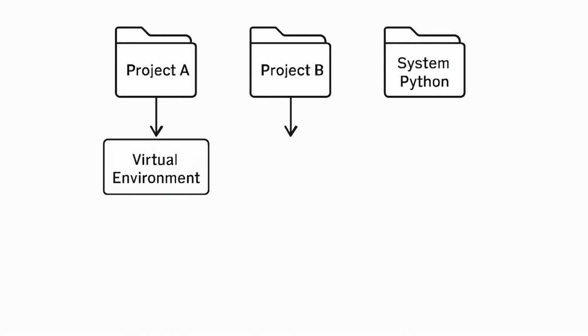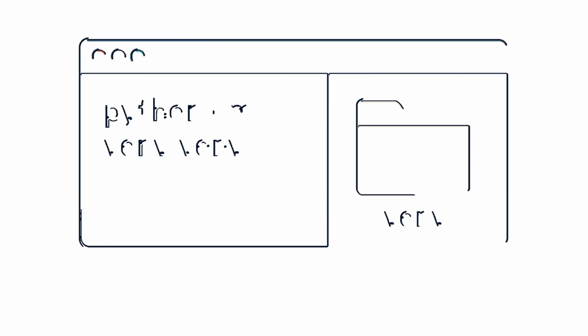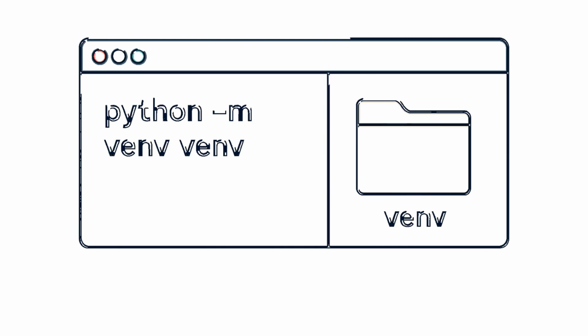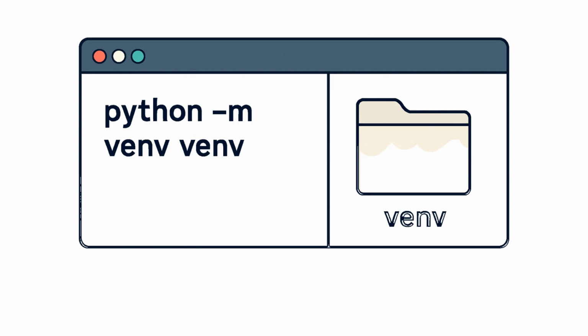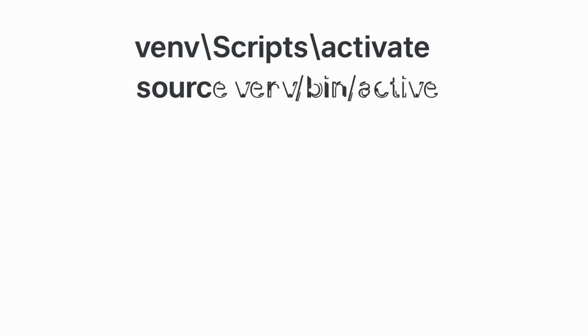Here's how to create one. First, make sure Python is installed by running python --version or python3 --version. Then, inside your project folder, run python -m venv venv. You can replace that last venv with any name you like. This command creates a new folder with a clean, isolated Python setup.